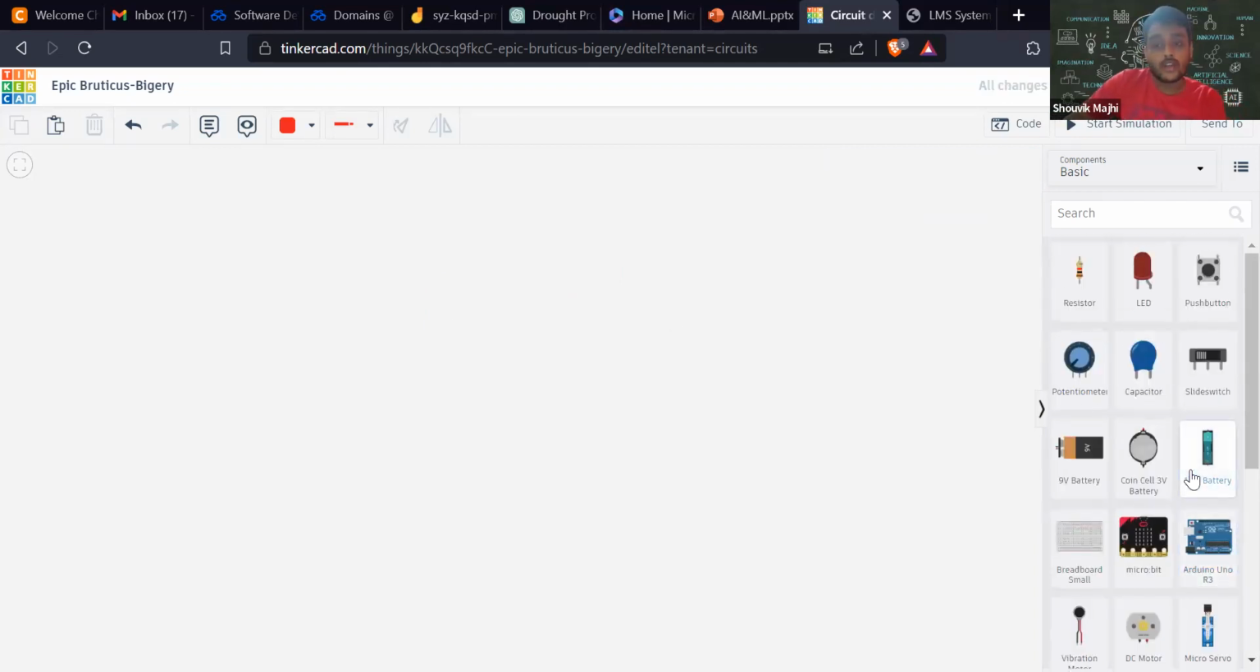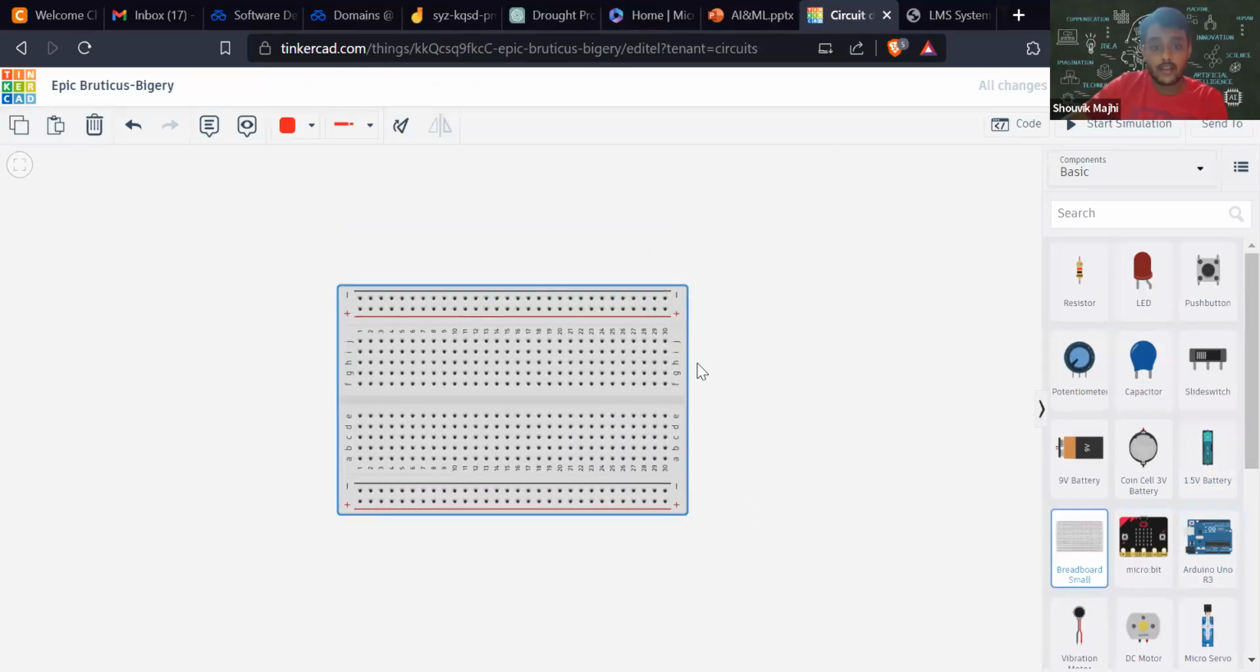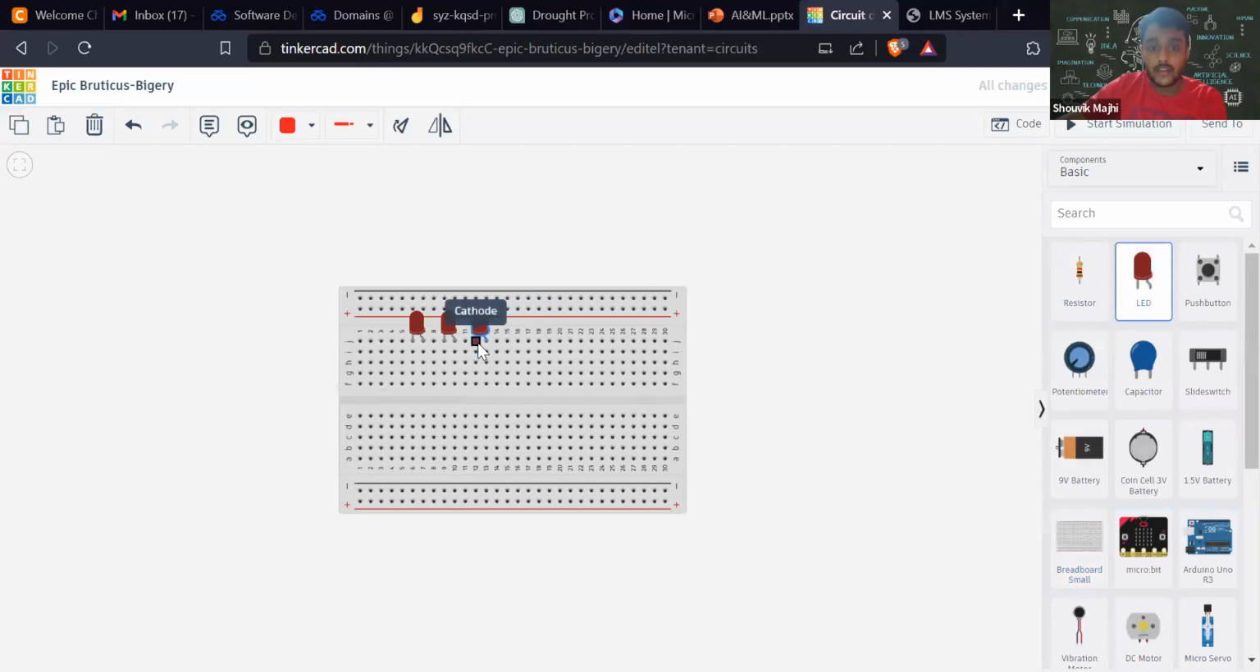Similarly, you can even connect LEDs and bulbs in series and parallel. For example, if I pull up the breadboard again and take three LEDs, this is my first LED, this is my second LED, and this is my third LED. Let us connect them. This anode is going to the cathode, and again this anode is going to the cathode.